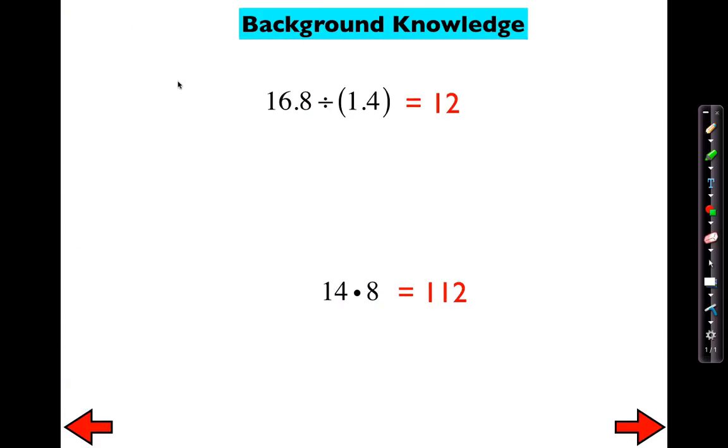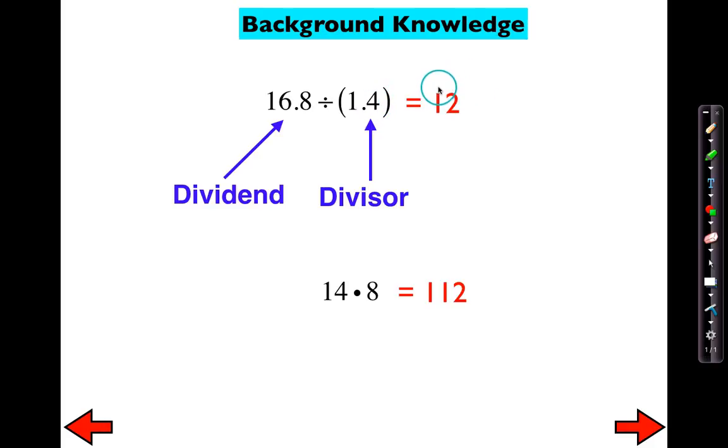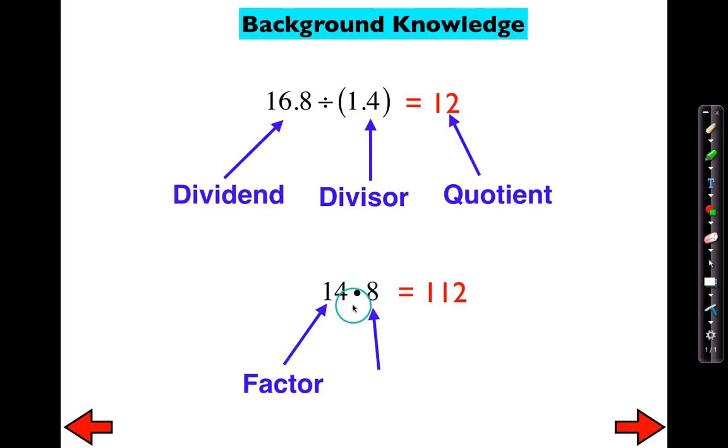Now, we've also talked about what the different parts of a division problem and the parts of a multiplication problem are. Here, the very first number is called your dividend. The one that you are using to actually divide is called your divisor, and the end result is called your quotient. Now, when we're talking about multiplication, the two numbers are called factors, and the end result of a multiplication problem is called your product.